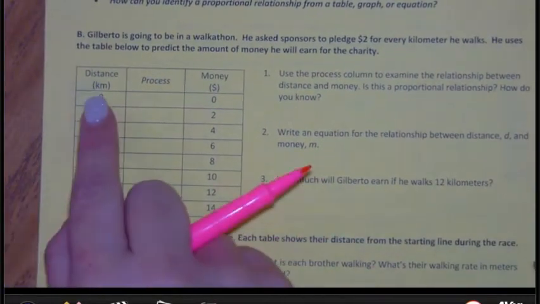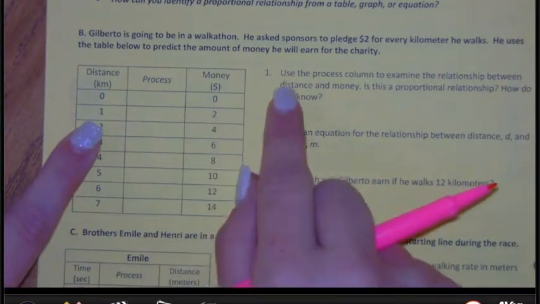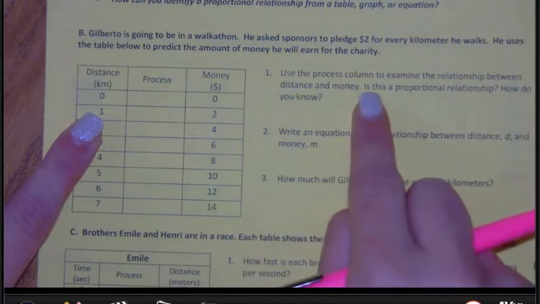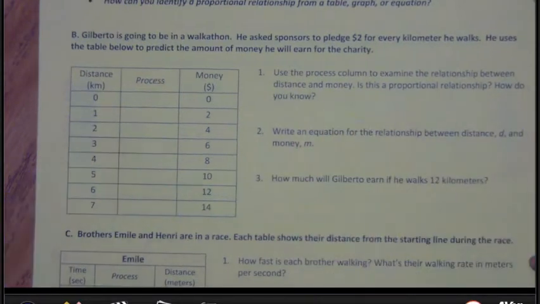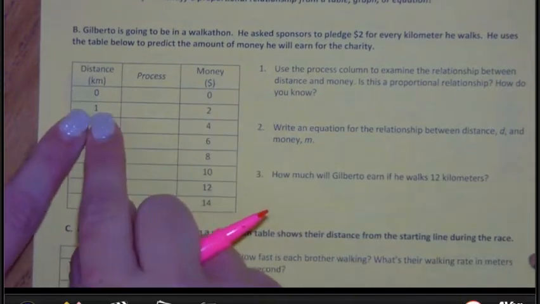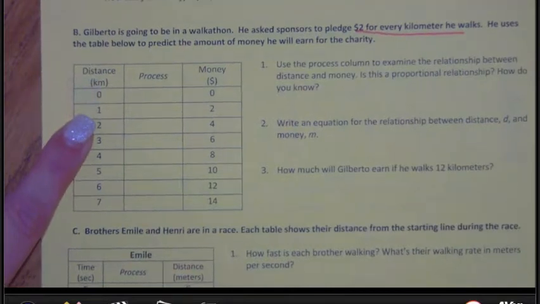Okay. So if I walk 0 miles, do you think I'm going to earn any money? No. Use the process column to examine the relationship between the distance and money. Is this a proportional relationship, and how do you know? All right, so let's take a look. 0 miles, 0 money. So I'm told that for every kilometer he walks, he earns $2.